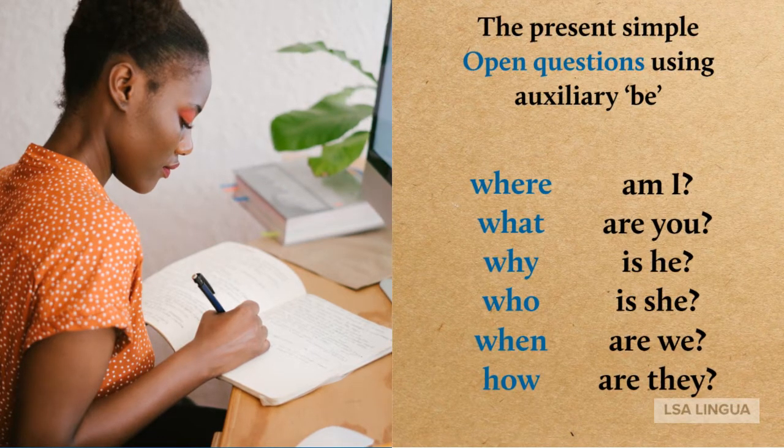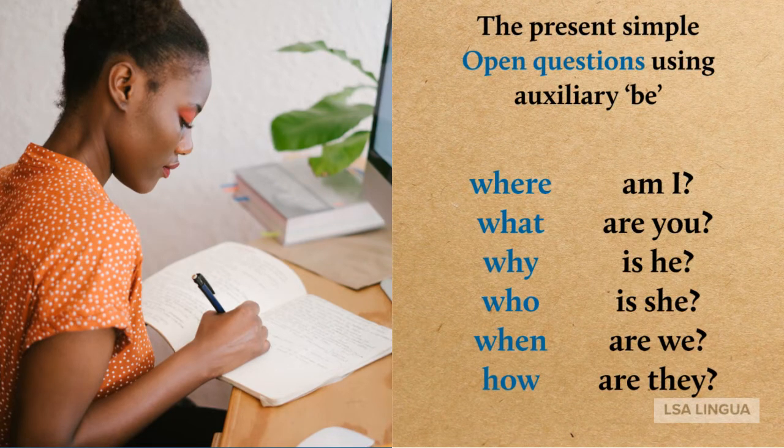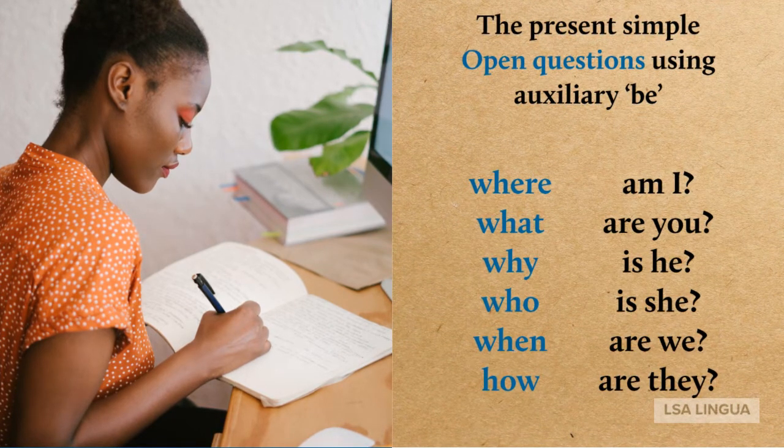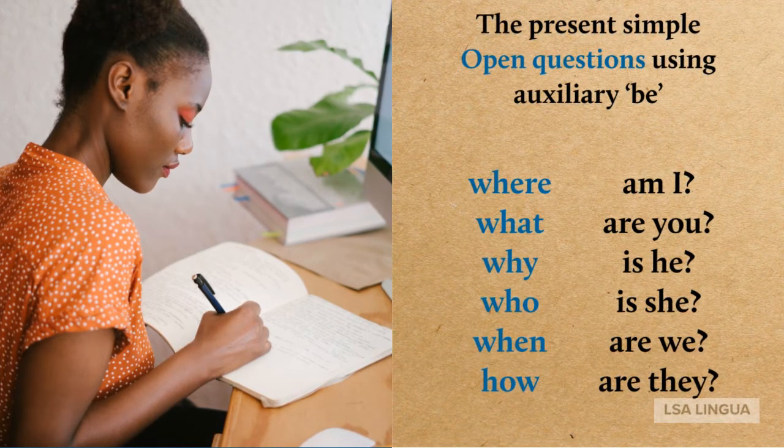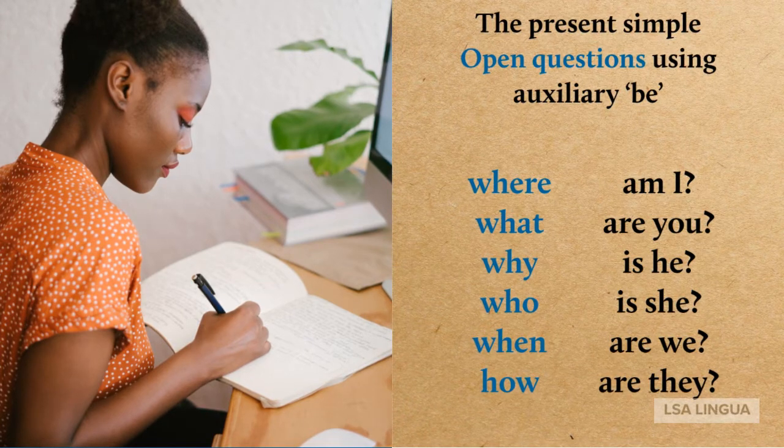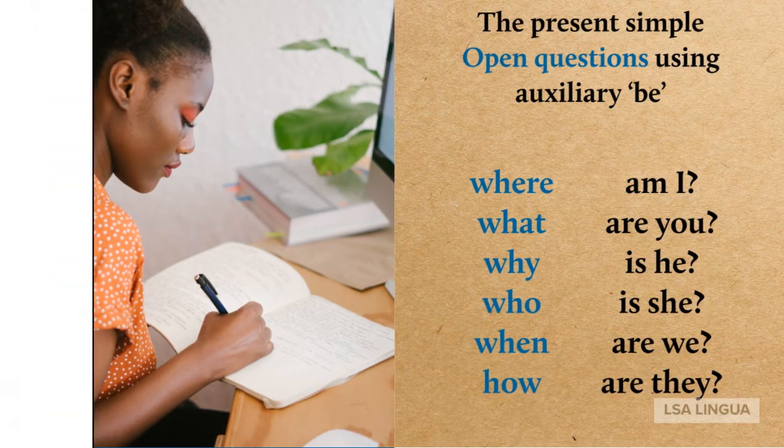Moving on to open questions, we use the same structure as in the previous ones, but here we place a question word in front of it. So where, what, why, who, when, and how.